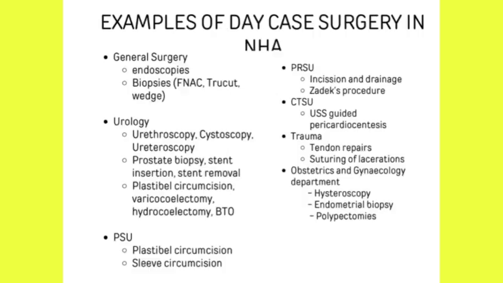General surgery units will have cases like endoscopies, then biopsies as well. In urology, we have ureteroscopies, cystoscopies, prostate biopsy, double-J stenting, stent insertion, stent removal, plastibell circumcision, varicocelectomy, hydrocelectomy, even bilateral total orchidectomies. Then in pediatric surgical units, a few of them, plastibell circumcision, sleeve circumcision, and the rest are done by this unit.